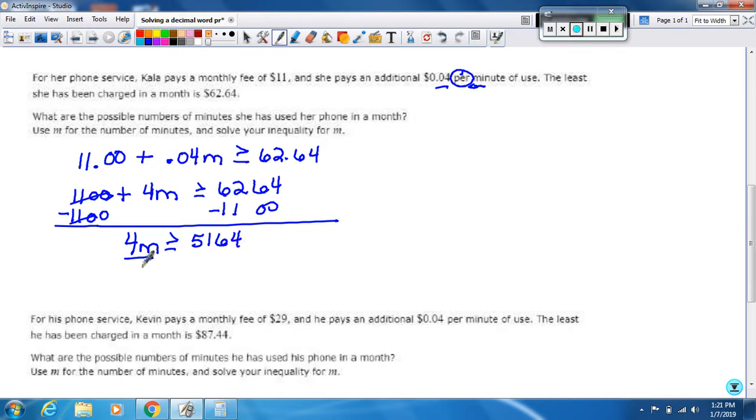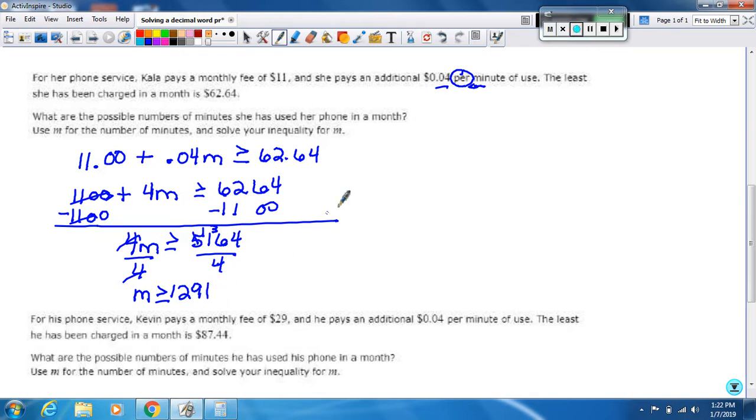I'm going to divide both sides by 4. Top cancels with bottom. So m is greater than or equal to, okay, 4 goes into 5 one time with 1 left over. 4 goes into 11 2 times with 3 left over. No, it doesn't. It's 2 times 4 is 8, 9, 10, 11, yeah, 36. 4 goes into 36 9 times, and 4 goes into 4 1 time.